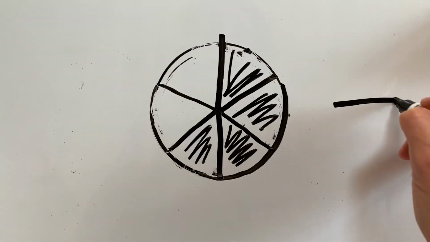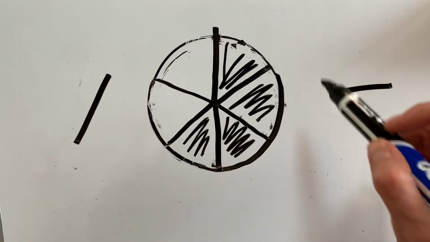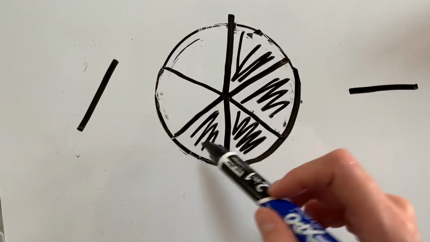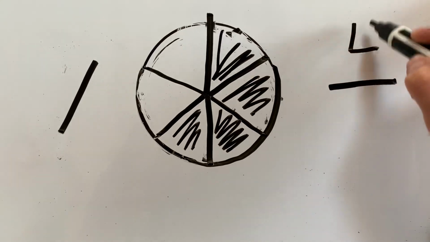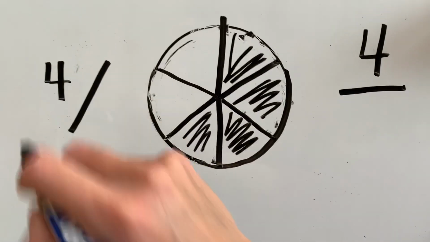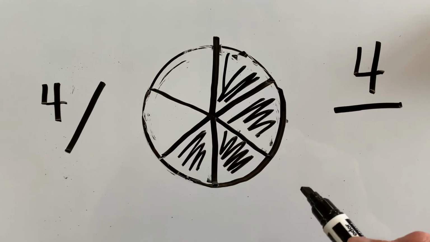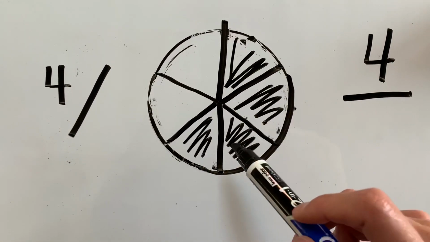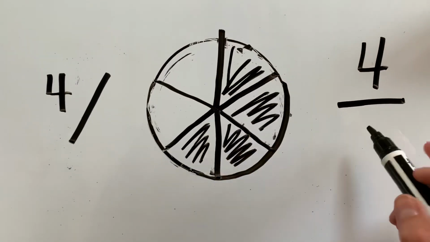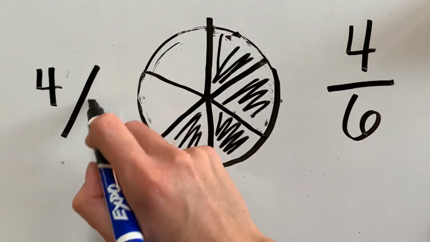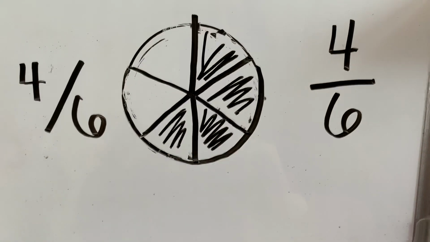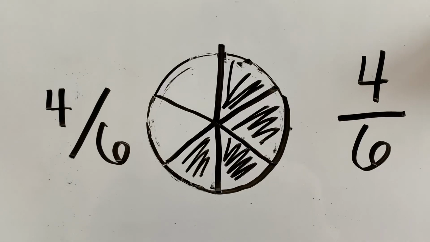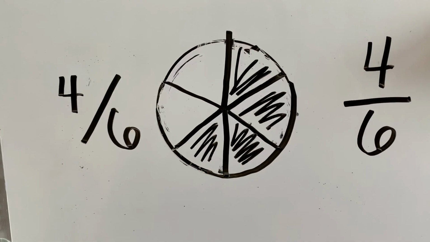Okay, now I need to write my fractions. Remember, the number colored will go on top for our numerator. We have 1, 2, 3, 4 of them colored in this time. That number will be on top, it's our numerator. And then our bottom number, the denominator, is the total number of parts to make a whole. 1, 2, 3, 4, 5, and 6. So our denominator for this one will be 6. The denominator or bottom number will always be larger than the top number. Okay, now that we've done a few examples together, you guys can go ahead and start on your quiz.